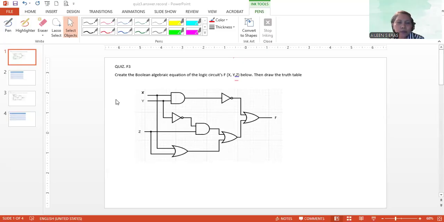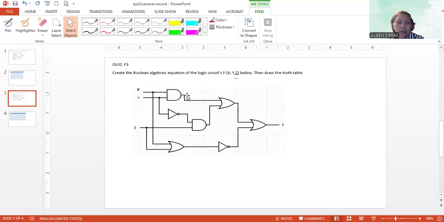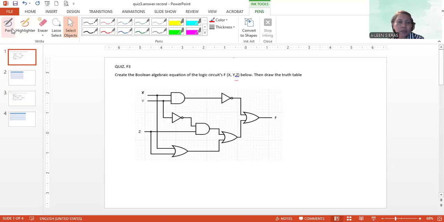Create the Boolean algebraic equation of the logic circuits, the function f of x, y, z below. So, this is your circuit. And after that, once you've got your equation, you will draw the truth table. For quiz number 3, we have two types. This is our type A, wherein your AND gate is connected to your NOT gates. Then type B is where the AND gate is connected to OR gates. So in this case, we will discuss the type A first.